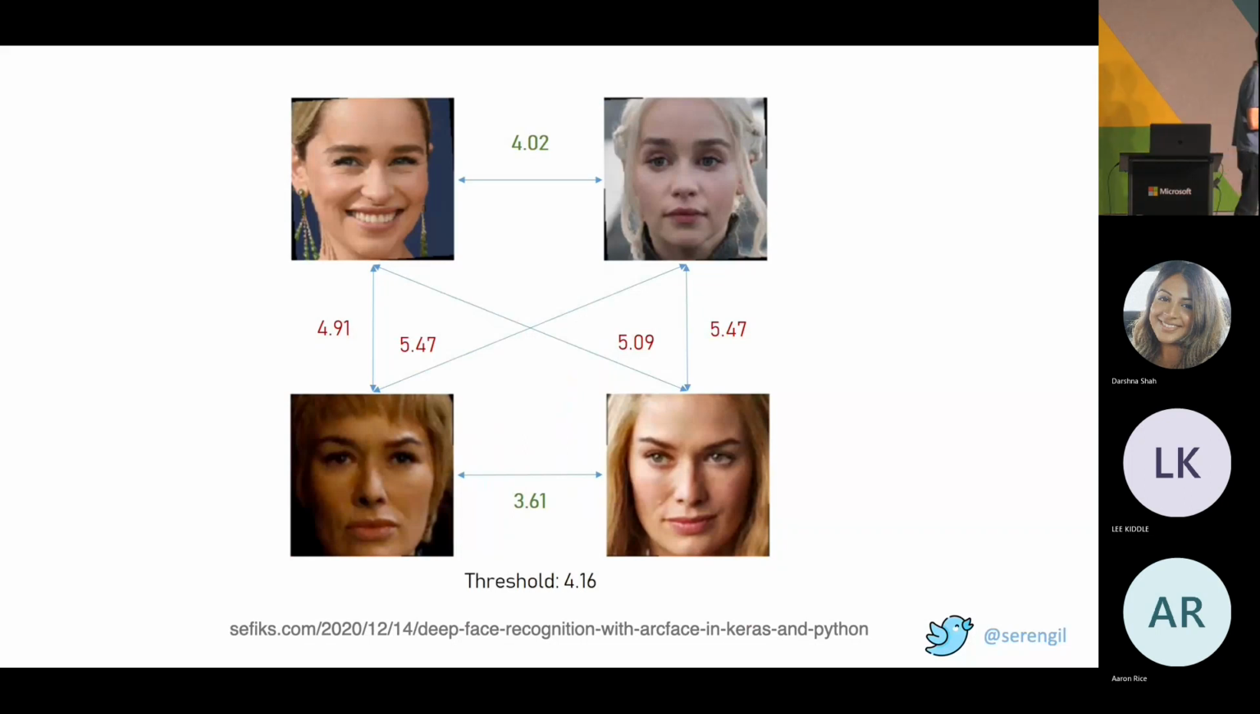And an example from Game of Thrones. The daily appearance of Emilia Clarke is very different from her role in Game of Thrones. But our facial recognition model finds it easily. And all predictions are right in this example.